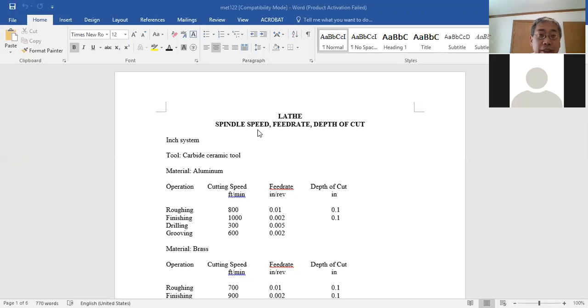Then feed rate. Say this is your workpiece and you are cutting here. This is your tool. How fast your tool moves, that's what we call the feed rate. Another one is depth of cut. That is very important too, okay? How deep you can cut.